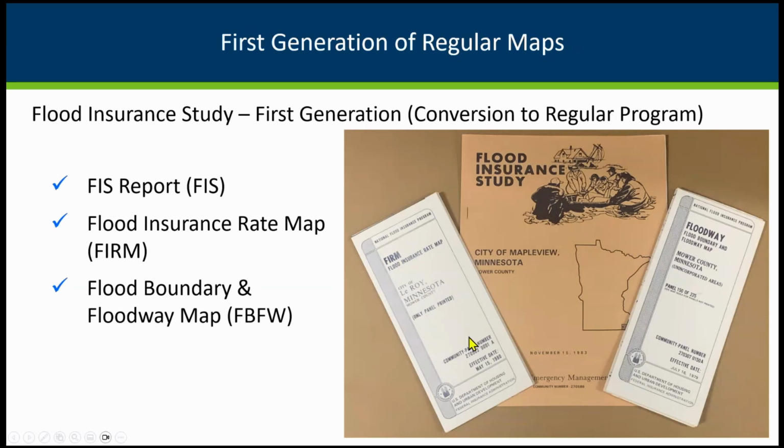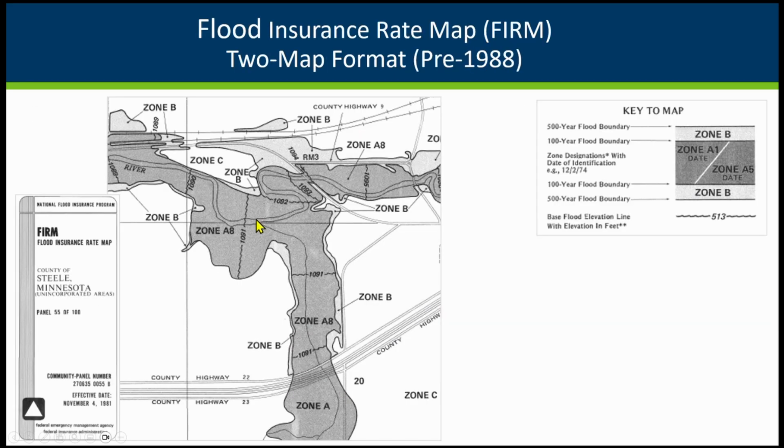Those maps, and maps nowadays, have a flood insurance study if they've got any detailed study areas. And the first set of maps had a FIRM, a flood insurance rate map, and a separate flood boundary and floodway map. And the FIRM looked like this. It had the floodplain and it had base flood elevations, 100-year flood elevations, just shown at foot intervals. And I want to point out that the main floodplain is this zone A, the dark gray shaded area, that 1% annual chance flood area.